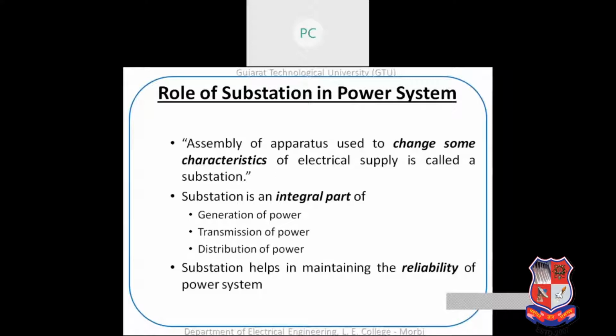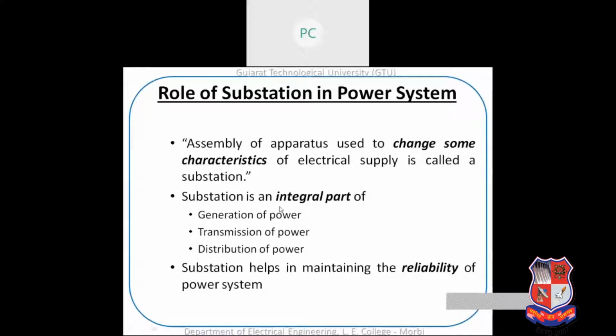Further, we can also change the frequency of the system when it is required, as well as the power factor at the distribution side. So these are some characteristics that we have to change in the operation of a power system. Now again, if we see the definition, it is an assembly of apparatus, meaning we are connecting different apparatus, different equipment together in order to change some characteristics of electrical supply, and this assembly is nothing but the substation.